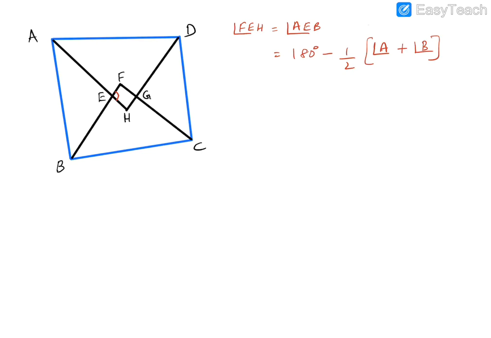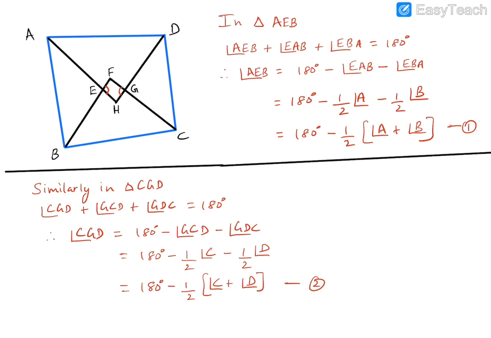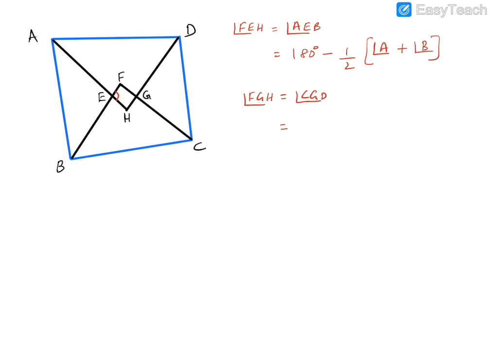And similarly, we have the angle FGH. Angle FGH is equal to angle CGD, and angle CGD from equation number 2 is 180 degrees minus half angle C plus D. So that gives us 180 degrees minus half angle C plus angle D. So we have these two expressions now, for FEH and also for angle FGH. And now if we add these two, let's see what we get.